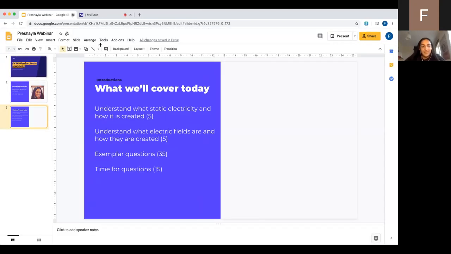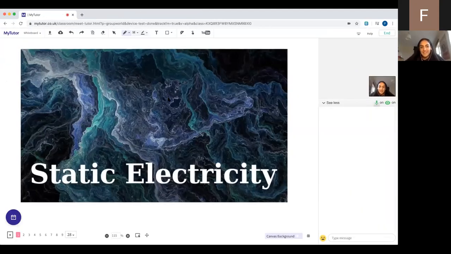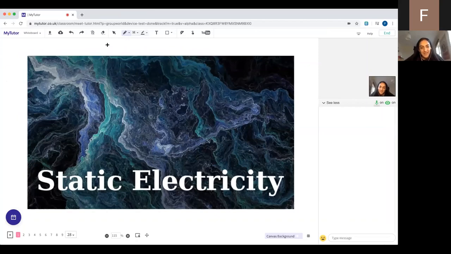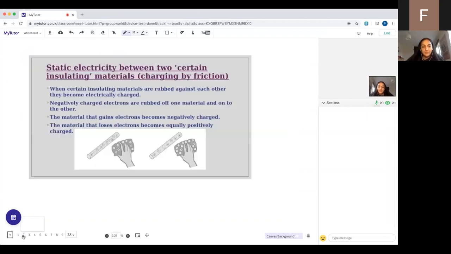Brill. Okay, so yeah, as Tilly said, today's session is going to be on static electricity. So we're going to be going through quite a lot of exemplar questions today because there's not much content, but the content that we are going to cover can get quite tricky. So please do put any questions on the chat if you have any, because it can be quite difficult to get your head around at first.